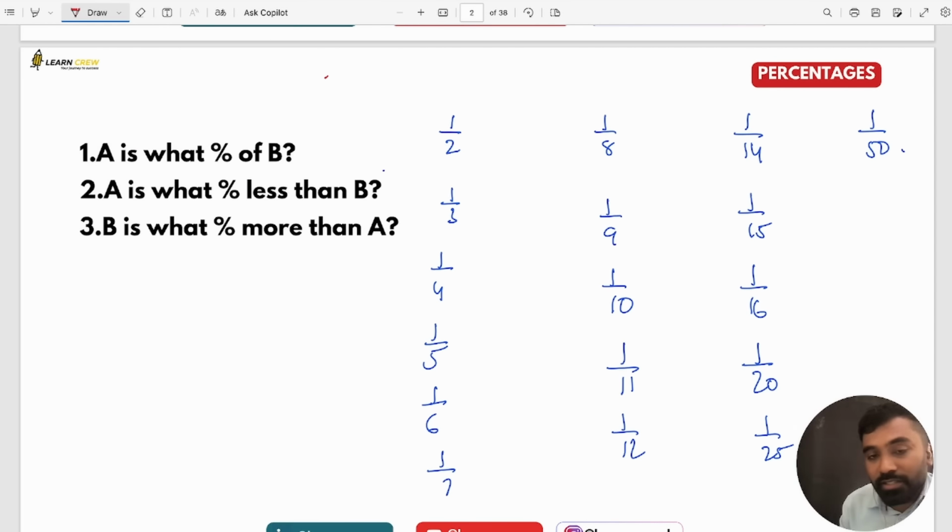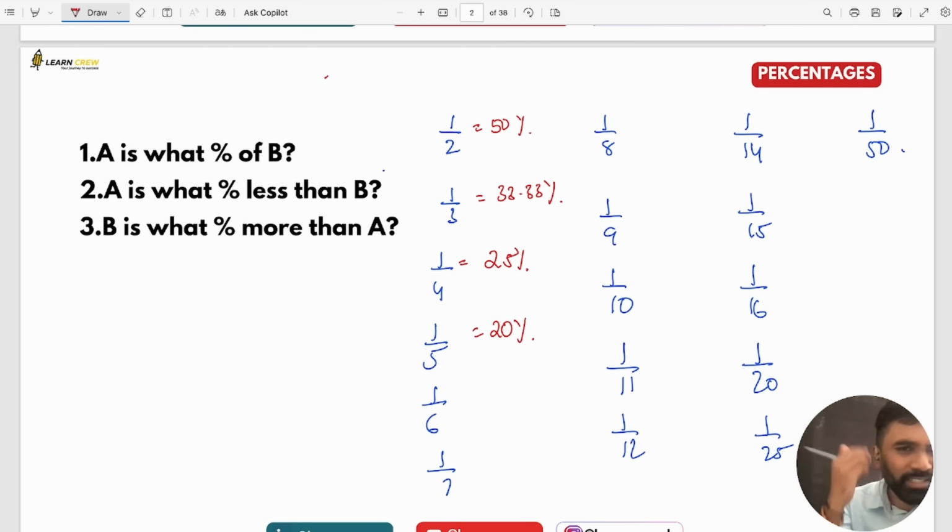Sir, how does it work? When I ask what is half, you will say, very easy sir, 100/2, that is nothing but 50%. When I ask 1/3, you will say 100/3, that is nothing but 33.33%. When I ask 1/4, it will be 100/4, that is 25%. 100/5 is going to be 20%.